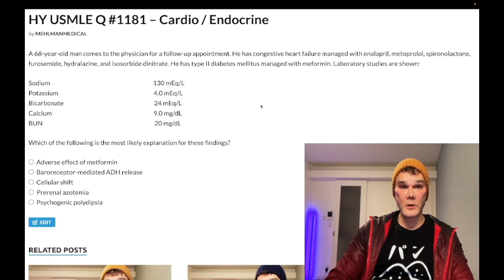Choice B, baroreceptor mediated vasopressin/ADH release. Correct answer. Now this question shows up on one of the family medicine forms, and it sounds very step 1-esque, baroreceptor mediated ADH release. They want you to know for USMLE steps 1 and 2 that the mechanism of hyponatremia that is sometimes seen in congestive heart failure is baroreceptor mediated ADH release.